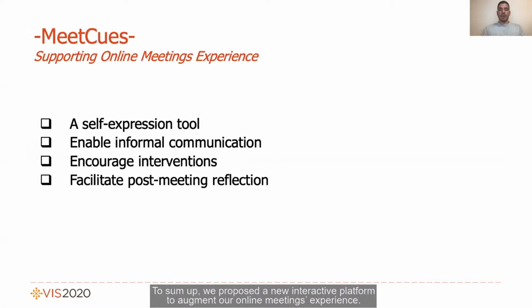To sum up, we proposed a new interactive platform to augment our online meetings experience. In MeetQueues, we introduced features that allowed participants to react on what's being said in real time and get an immediate feedback of the online room atmosphere. These features allowed our participants to open up more and reflect on each other's reactions and thoughts. Additionally, they encouraged them to take a step further by trying to change the course of a meeting through interventions.